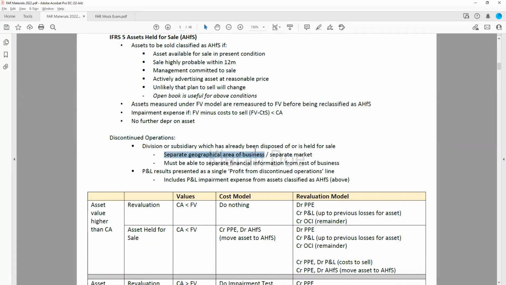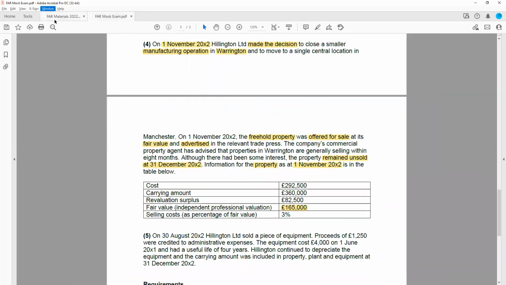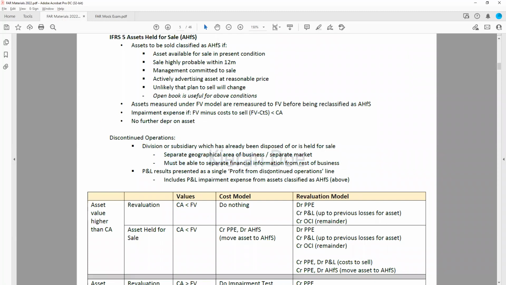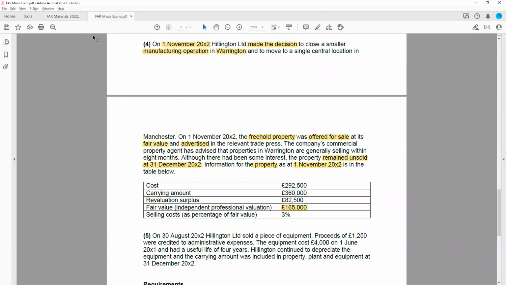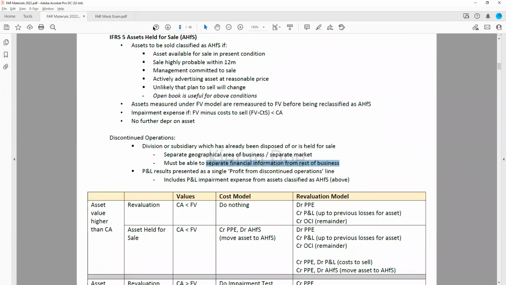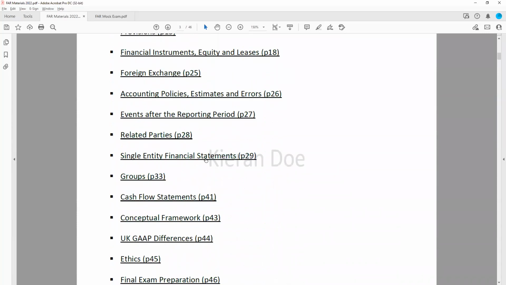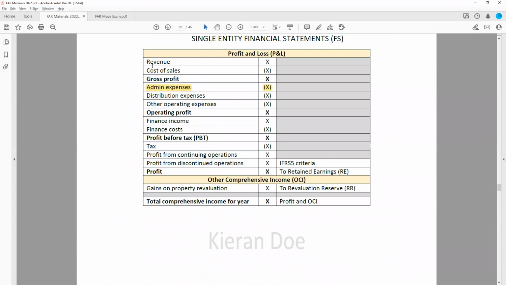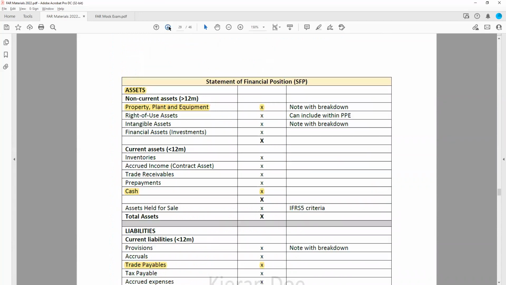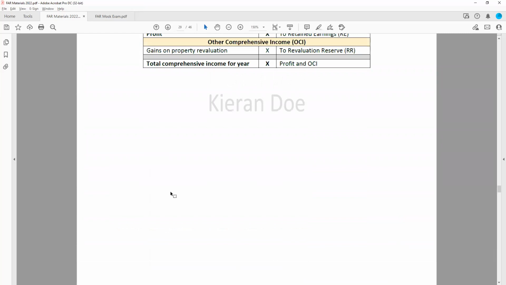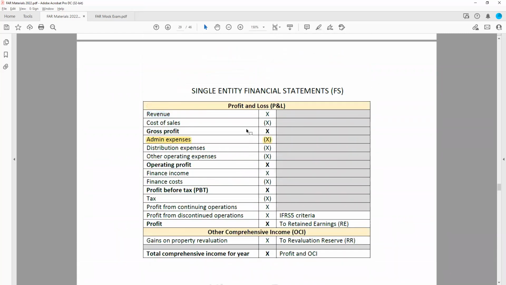But if it's a separate geographical area, so maybe Warrington is a separate geographical area perhaps, or if it's like a separate market, and they can separate financial information from the rest of the business. So if Warrington was kind of like its own business unit, maybe it's got its own customers, its own showrooms, things like that, and therefore it had its own revenue and its own costs and its own assets and its own liabilities, then it's not a subsidiary company, it's part of the same company. It's not as though it's an entirely separate company. It's part of one company. It's all part of Hillington Limited.